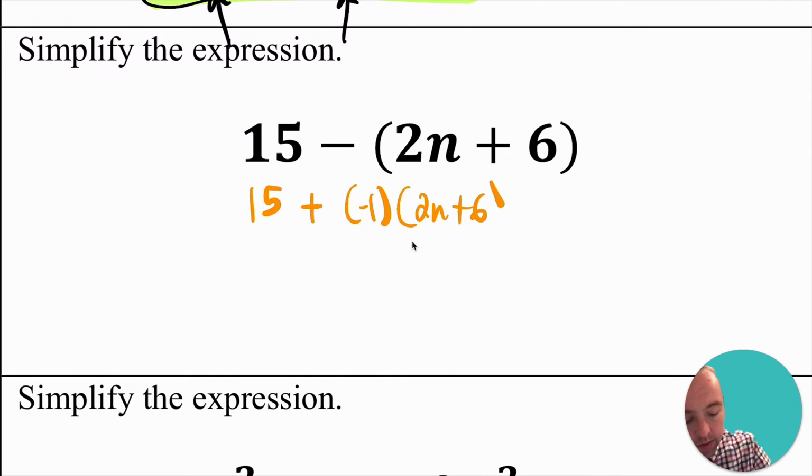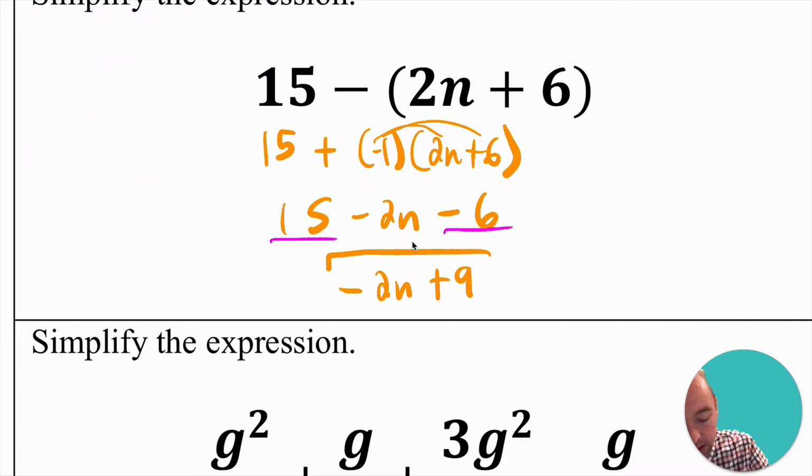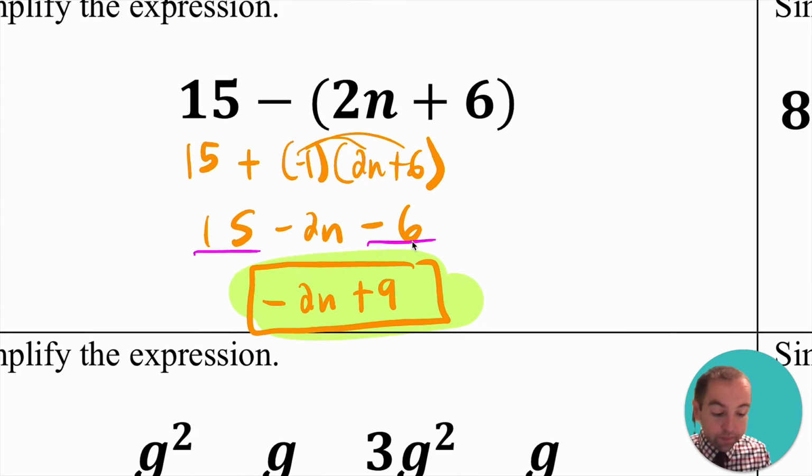So now you actually have basically a negative distributing to the parentheses, right? So you would just have minus 2n and then minus 6 from the 15. So you just get a three-term expression that you see right there. There's going to be these numbers or constants that you're going to be able to combine. So if you did a 15 combined with a negative 6, it's going to be a positive 9. So you end up getting a negative 2n plus 9 is the simplest possible form of that expression.